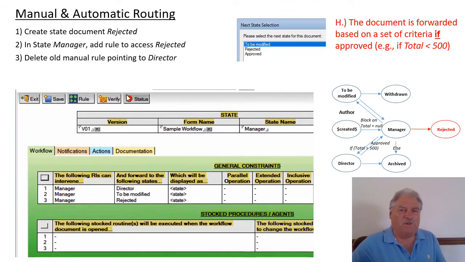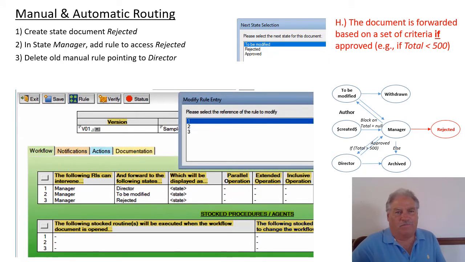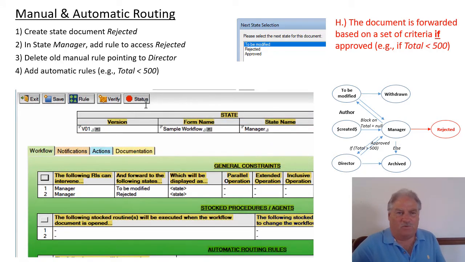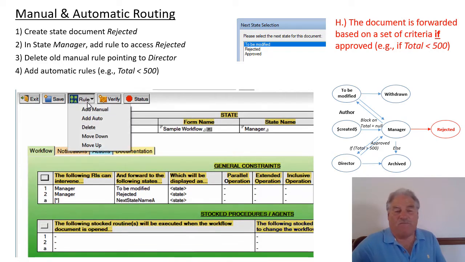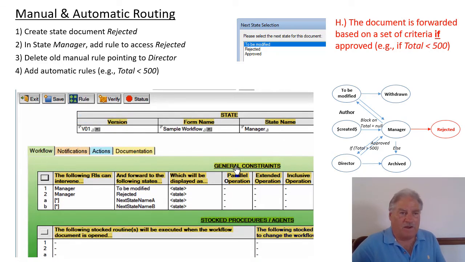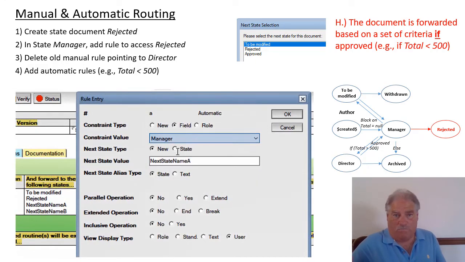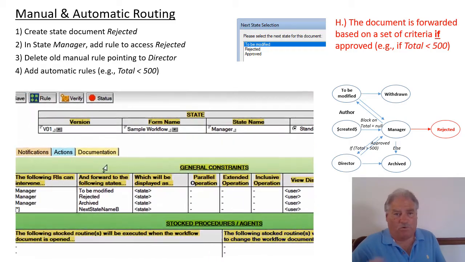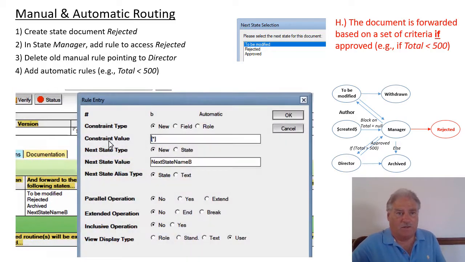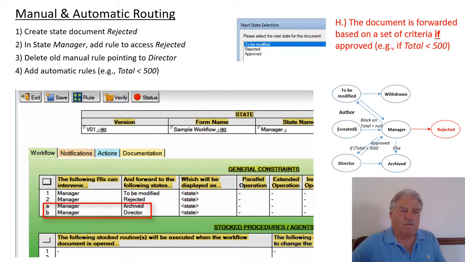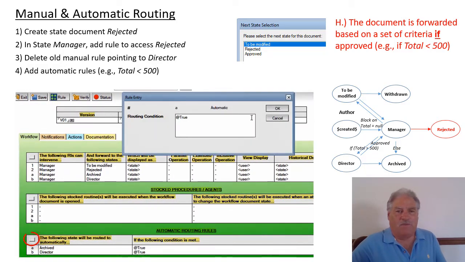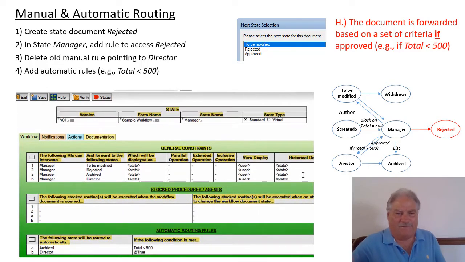And now we need to replace the existing manual path to director with the automatic rules, the if-then-else. So we'll add two automatic statements. And here we need to indicate that it's just manager, because we can have multiple profiles that intervene in the same state. So just manager, going to the different states. And now we need to add the rule. It'd be nice if we put this on one line, but it's kind of constrained to the screen.